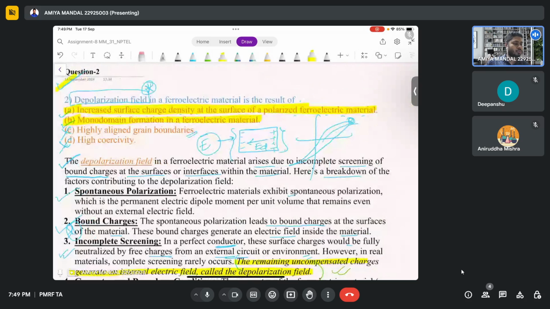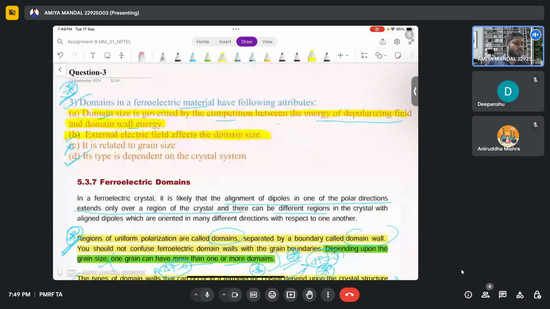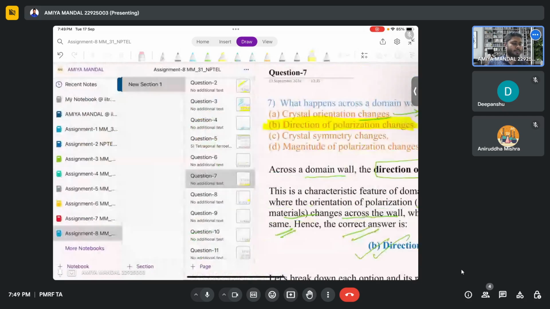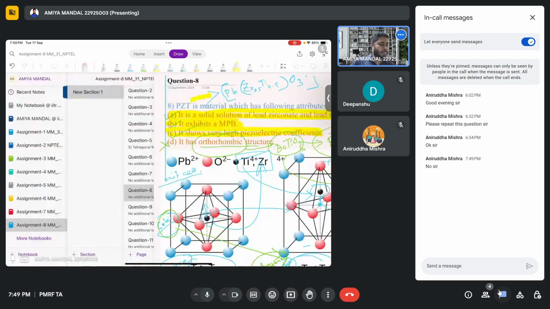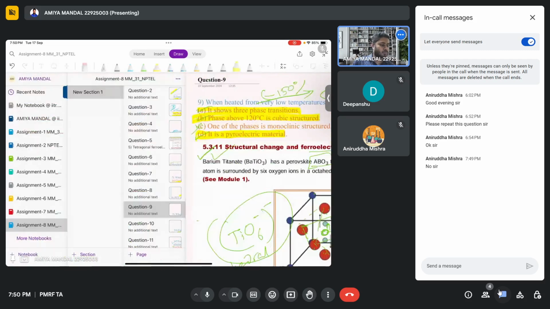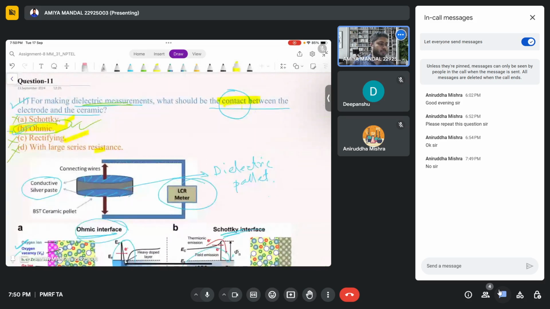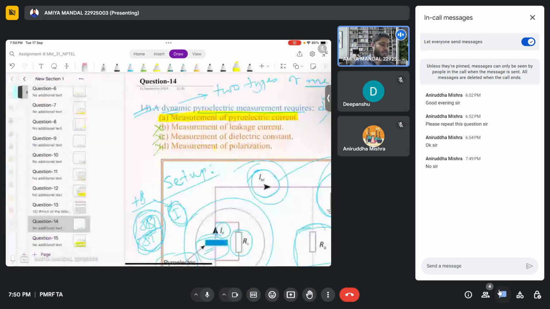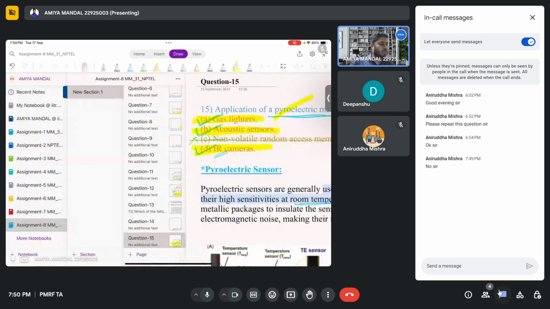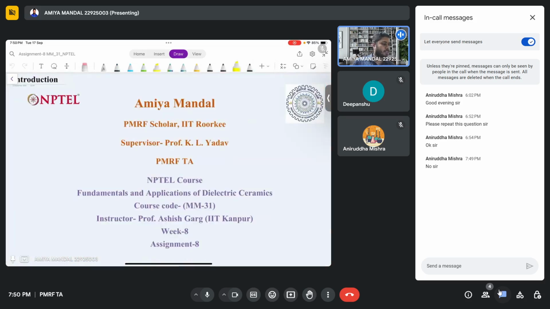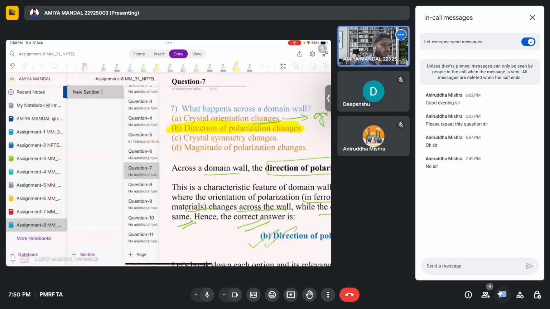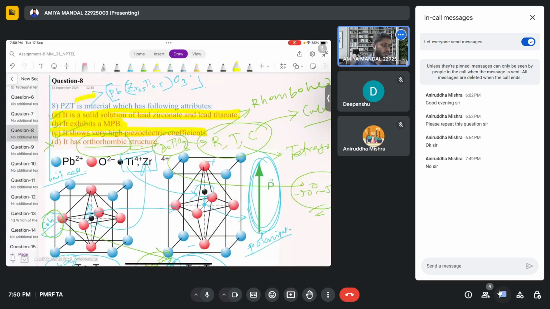Question 2 is already done. Question 3 has already been done. Question 4 is all done. 5 is okay. 7 is okay. 8 is also okay. 9 is also okay. 10 is also okay. 11 is also okay. 12 is also okay. 13 is also okay. 14 is also okay. 15 is also okay. So I have done every question.